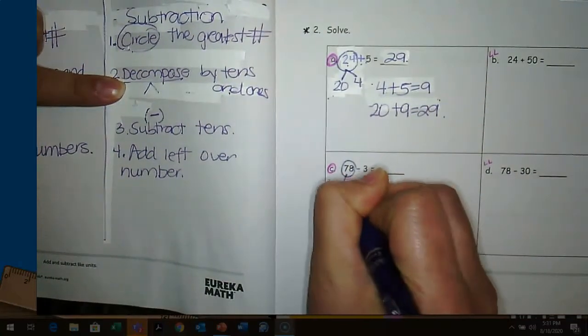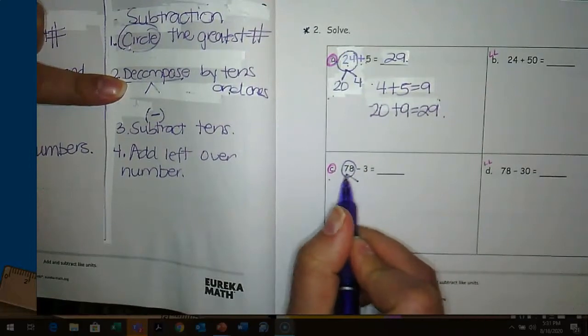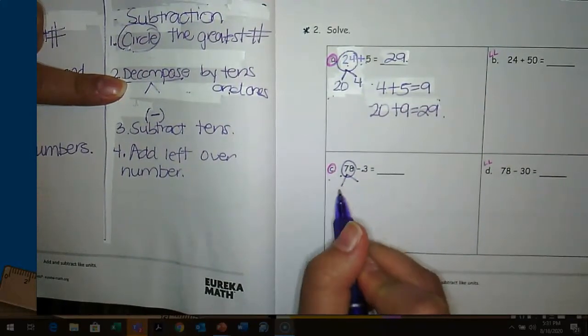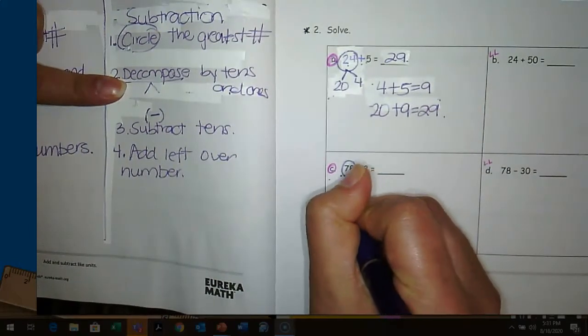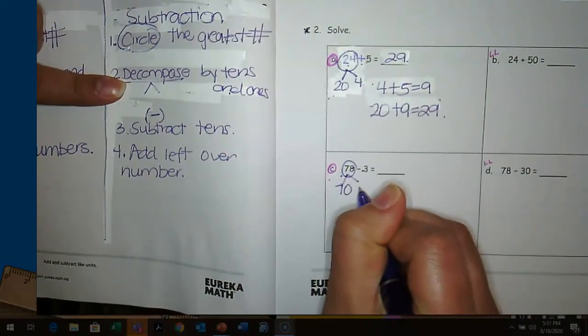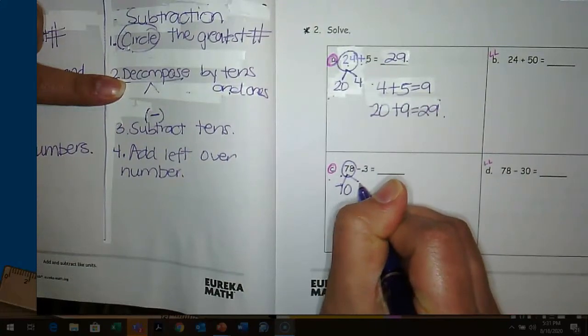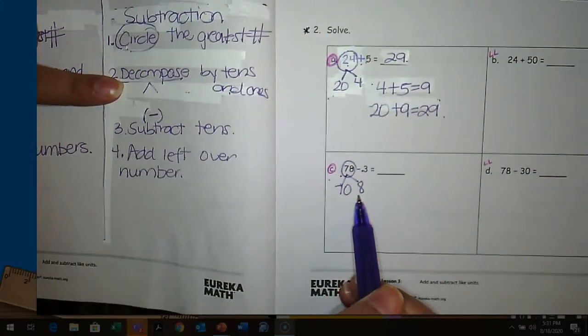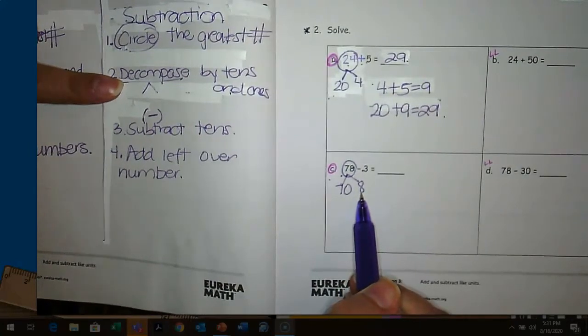Decompose is I break it apart. I have 7 tens and 8 ones. So 7 tens, the value is 70. And I have 8 ones. And I write it here. I'm done decomposing by tens and ones.